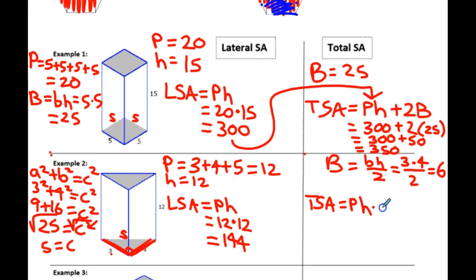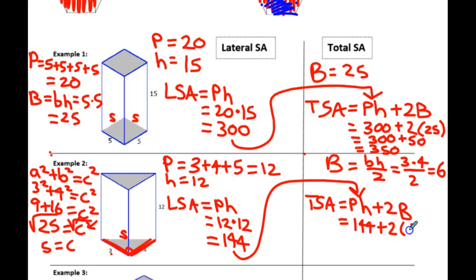So now that we have big B, we can do our formula for TSA, total surface area: pH plus 2 big B. Don't we already know pH? So we're going to write 144 plus 2 times 6. What's 2 times 6? 12, and 144 plus 12 is 156 units squared, whatever those units are. So we make sure we label our units when we have them.